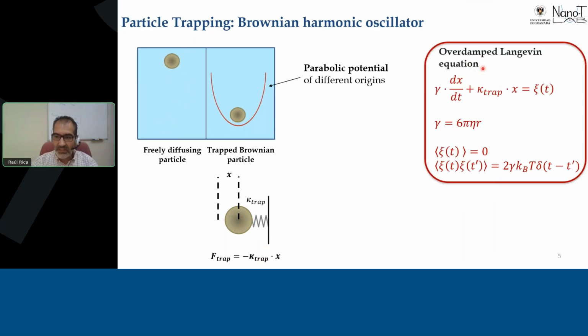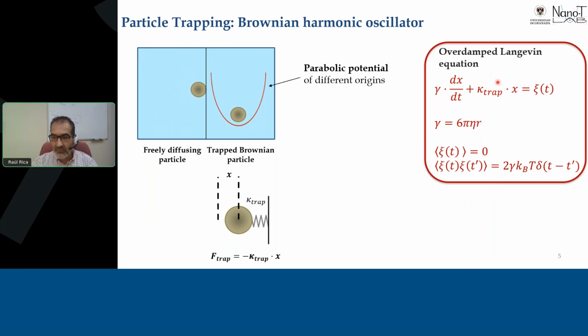The description in terms of the motion of the particle can be done in terms of the overdamped Langevin equation. That includes a friction term, so that there is some friction force when the particle moves because of the viscosity of the liquid, so that this gamma is the Stokes friction coefficient that is proportional to the viscosity of the liquid and to the size of the particle, as you see here for a spherical particle.